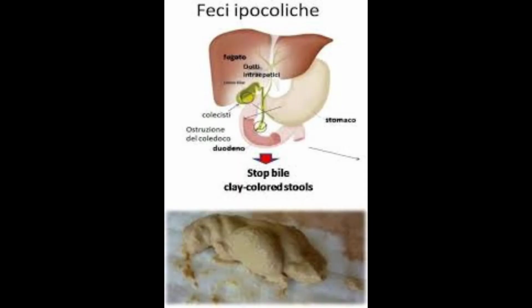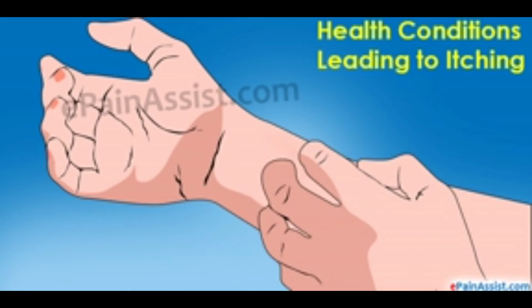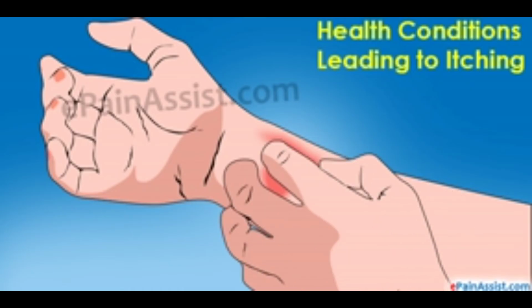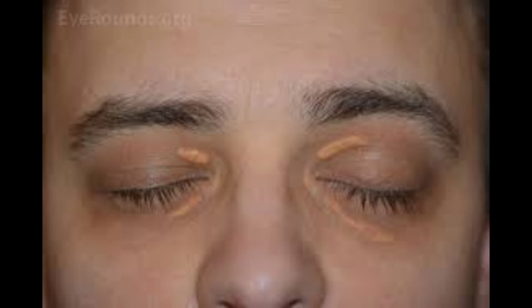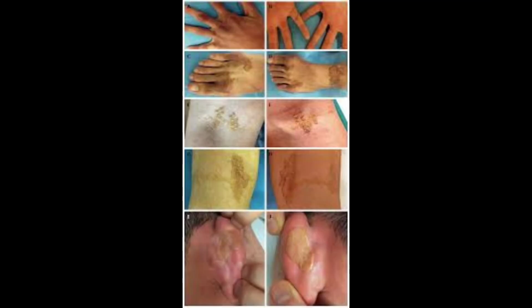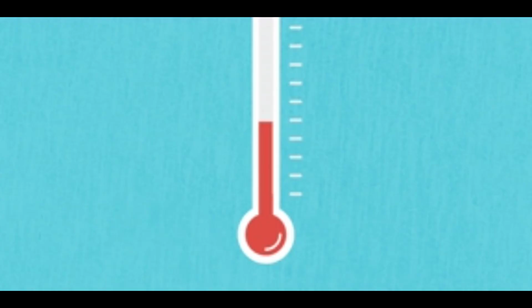dark urine, pruritus, which means intense itching, and generally the yellowish discoloration. In the later phase of the cases, conditions like xanthelasma, xanthomas, weight loss, and increased bleeding tendency due to malabsorption, and fever, rigor, pain are the general signs and symptoms of the condition.